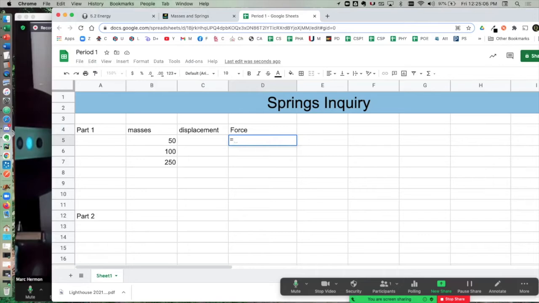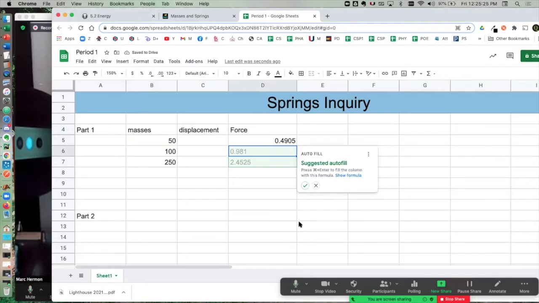Very good. And then I'm going to get the mass. So I'm going to click on this first mass over here. And what do I have to do to that mass? Divide by 1,000. That'll put it in kilograms, right? Then I can take it times 9.81.